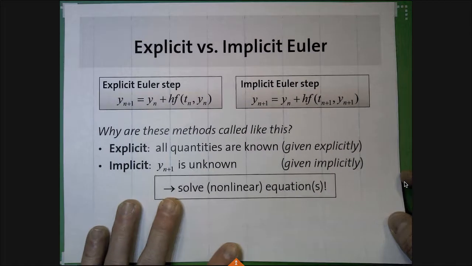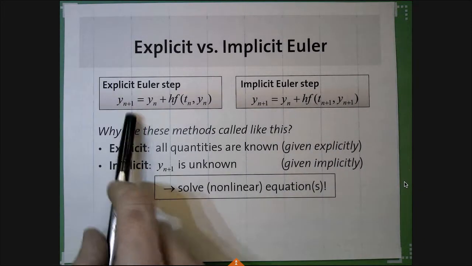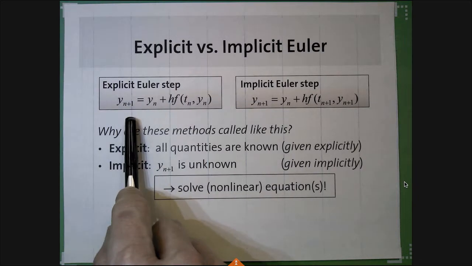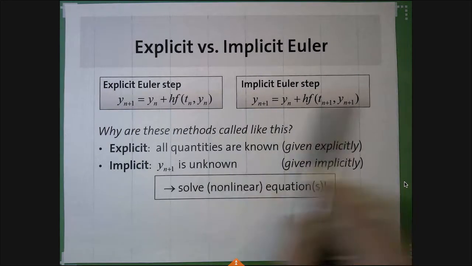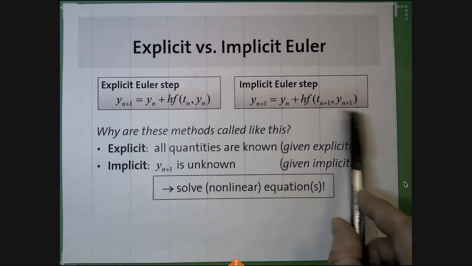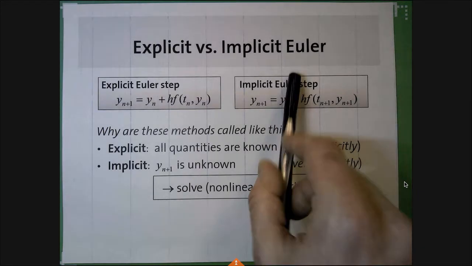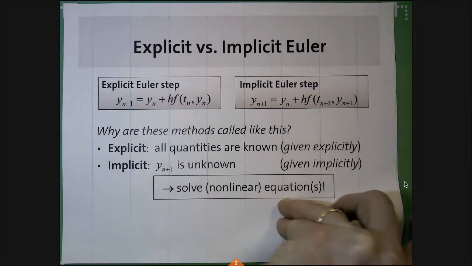So here is a comparison of explicit versus implicit Euler. Again, explicit means that the quantities are known and we have an explicit closed form formula to directly compute the solution. Here it's implicit because you have to solve for it by solving a system of nonlinear equations. That's why it's called implicit Euler, or backward, which alludes to the fact that it's sort of going backward in time.